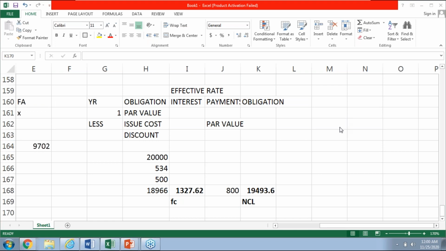So this is how payment will always be calculated at the par value. So 80,000 is calculated as 20,000 into the nominal rate, which has been given to us in the question, which is 4%. So this is how we have calculated. Is that clear to all of you?